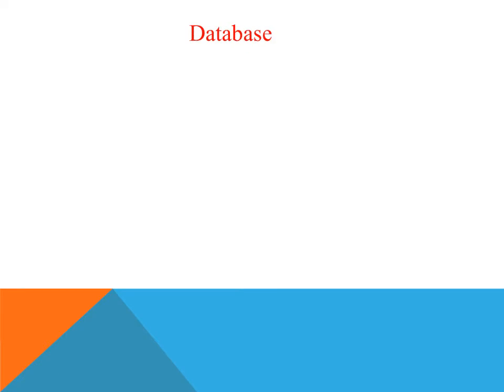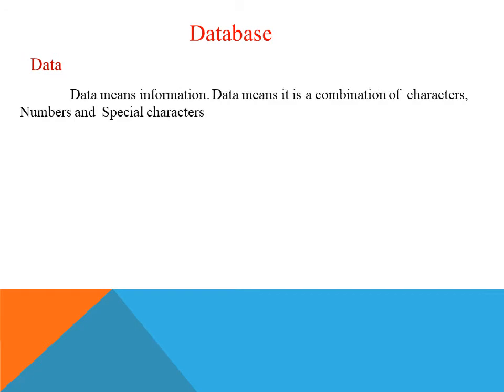Database. First we learn the concept of database. The word database is made from two words, that is data and base. The first, data. Data means information. Information means any type of information we can use, such as names, addresses, contact information, etc. That contains data types, that is numbers, alphabets or characters and special characters, etc. So in short, data means the information which contains the data type.